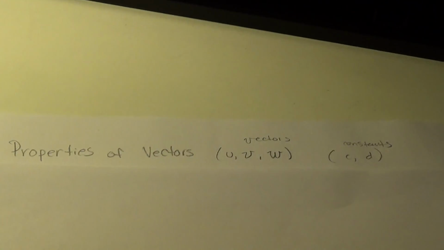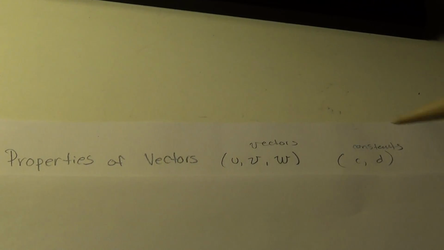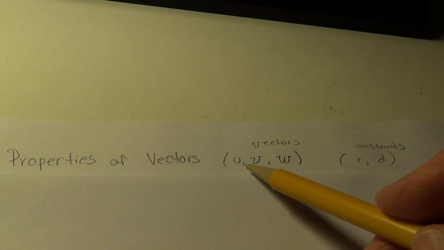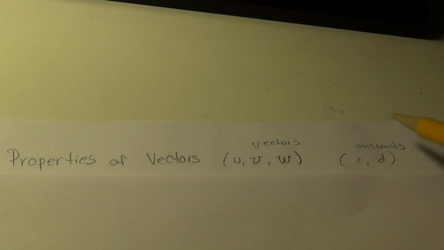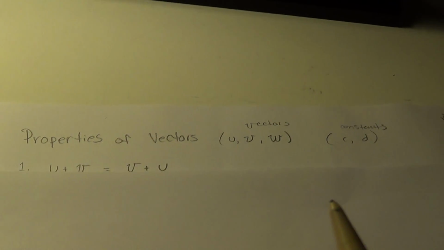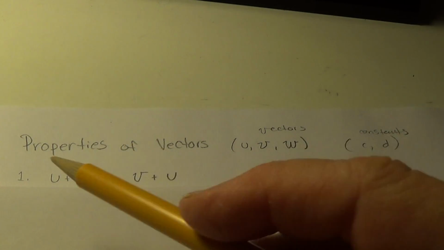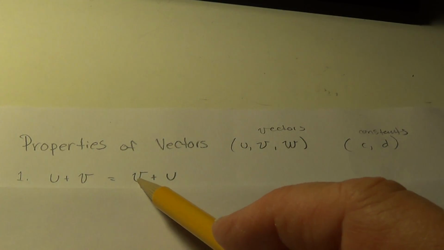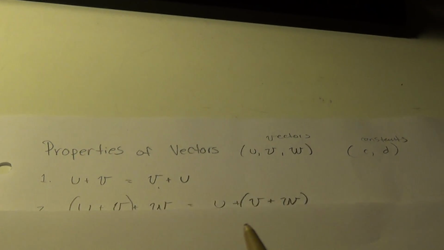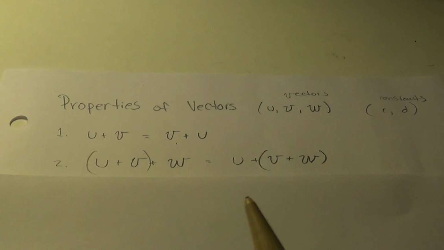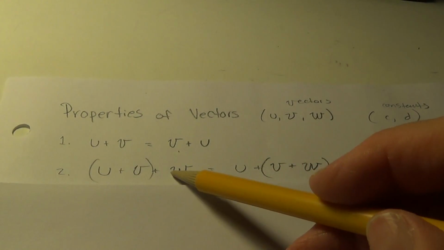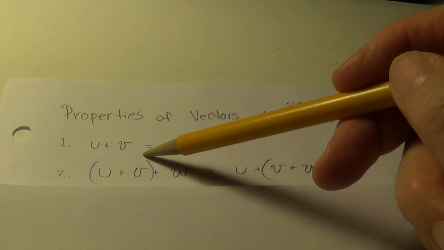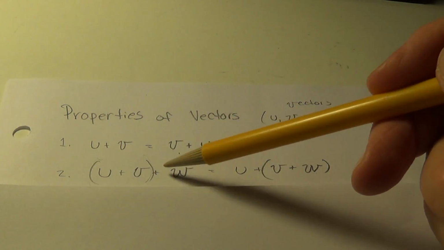All right, we'll end with some properties of vectors. And in this discussion, the vectors are going to be named u, v, and w, while constants are going to be represented with a c and a d. The first property of vectors is that they are commutative. If you add vector u plus v, it's going to be the same as adding v plus u. The second property is an associative property, where you have three vectors added together, but these parentheses mean you add these two first, and then the third.